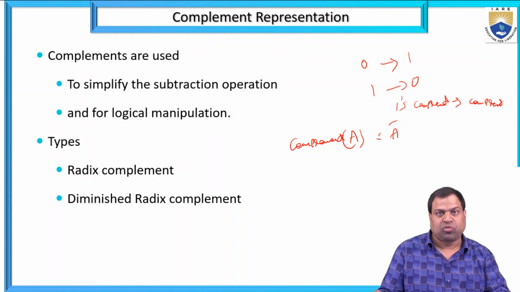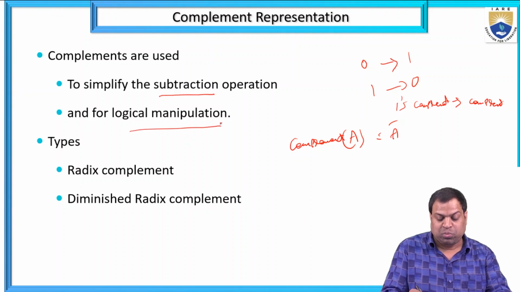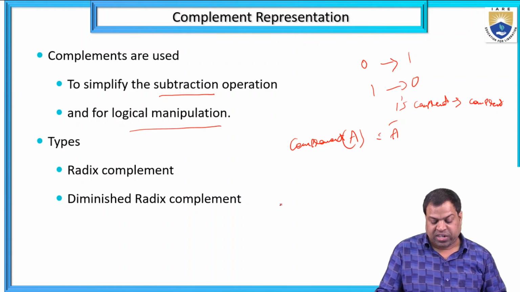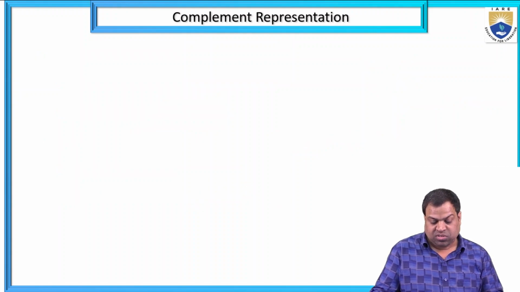So what are the types of complements? Radix complement and diminished radix complement. Most probably complements are used for arithmetic subtraction, to simplify addition, subtraction, multiplication, division also, but most probably we use them for subtraction, and for logical manipulation also. So there are two types, radix and diminished radix. We will discuss each one.